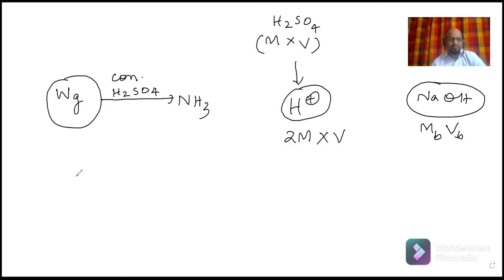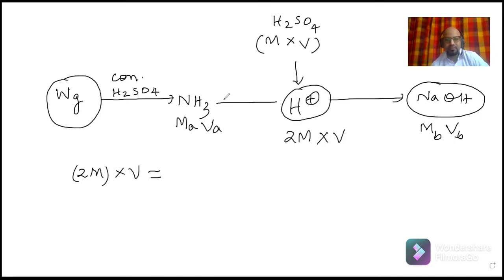So I can write 2m into V of H2SO4 or H plus is equal to the concentration of ammonia. So how to write the concentration of ammonia? Let's write it like this: Ma, Va. Okay, just let's join them. Okay. So it will be Ma Va plus Mb Vb.